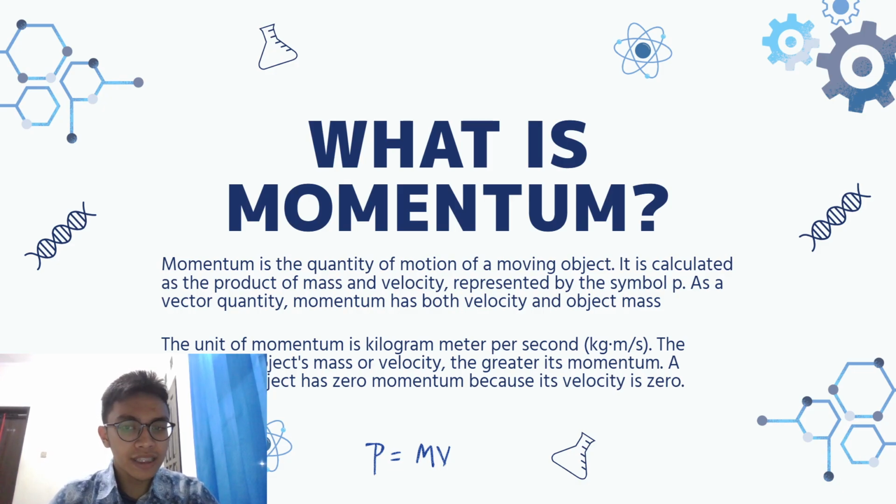It is calculated as the product of mass and velocity, and it is represented by the symbol P. As a vector quantity, momentum depends on both velocity and object mass. The unit of momentum is kilogram meter per second. The greater an object's mass or velocity, the greater its momentum. A stationary object doesn't move because its velocity is zero, so it also has zero momentum.